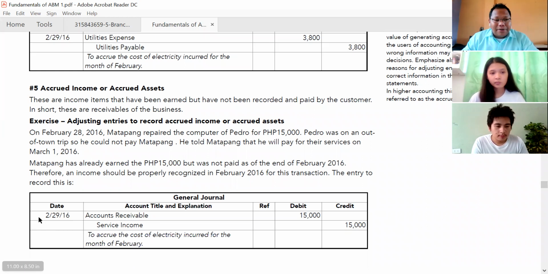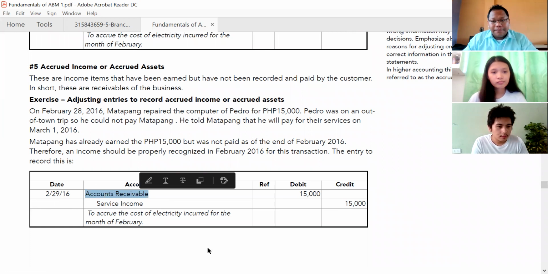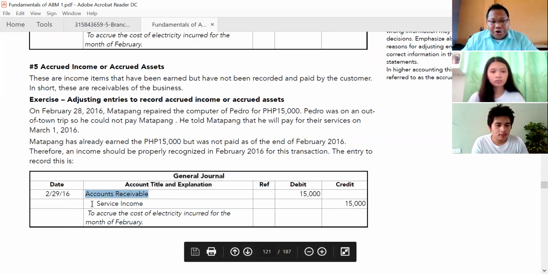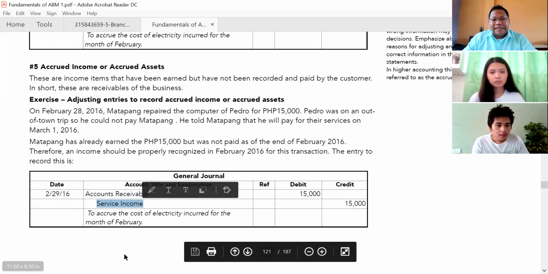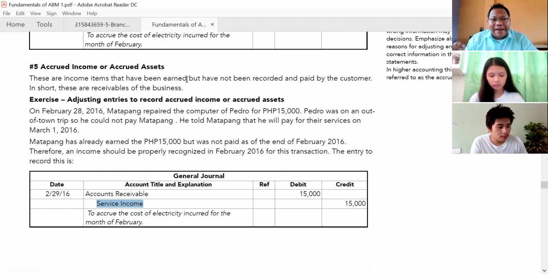So what did Matapang recognize on Feb 29? Look at the journal entries. Accounts receivable, debit, and on credit you have service income. Why is it recognized as accounts receivable? Because there is already a recognition of an amount to be received as a record of service income. But cash is not received on this day. Has cash been received? Not yet, because accordingly, Pedro was on an out-of-town trip.